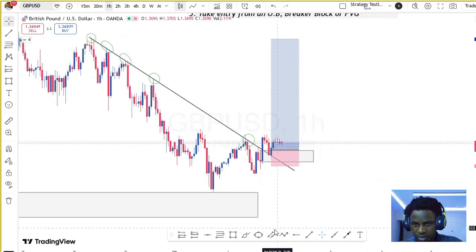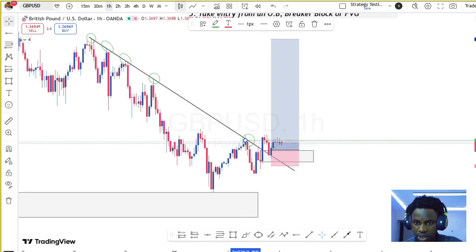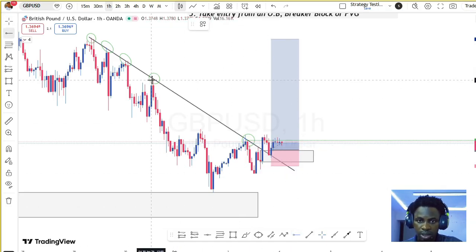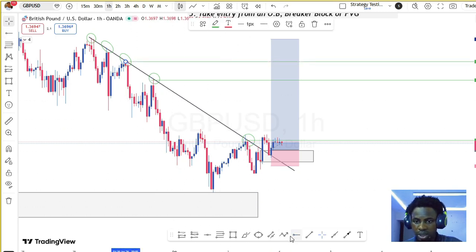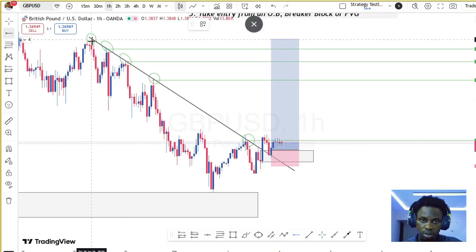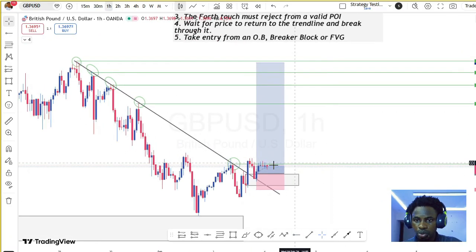Now, like I said earlier, I'm going to mark out all the points where price touched the trend line. We had the first one there. We had another one here. We had another one here. Then we had another one here, then the first one. So these are all the touches.